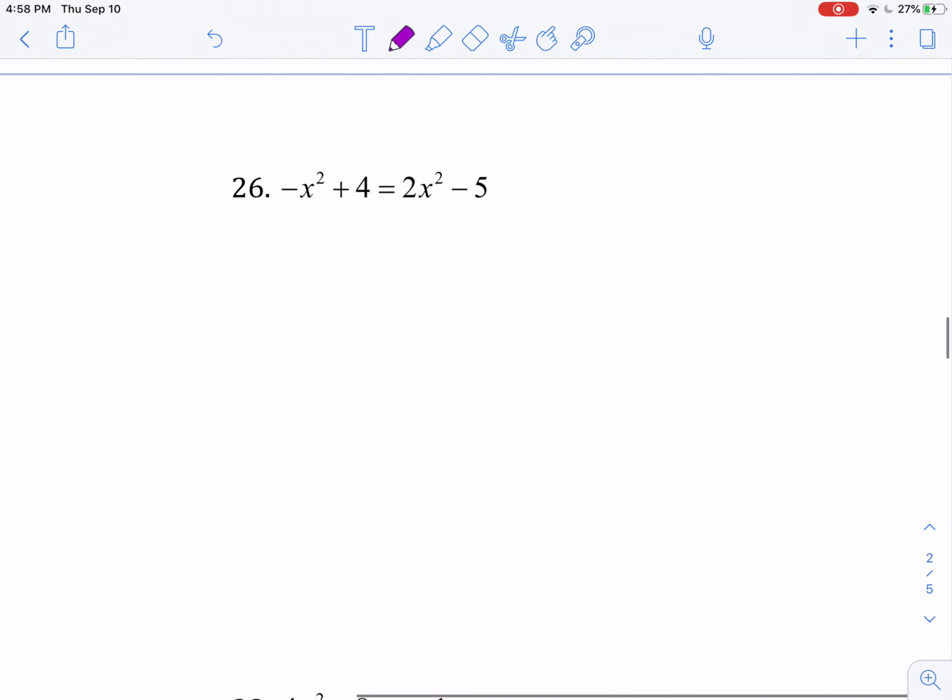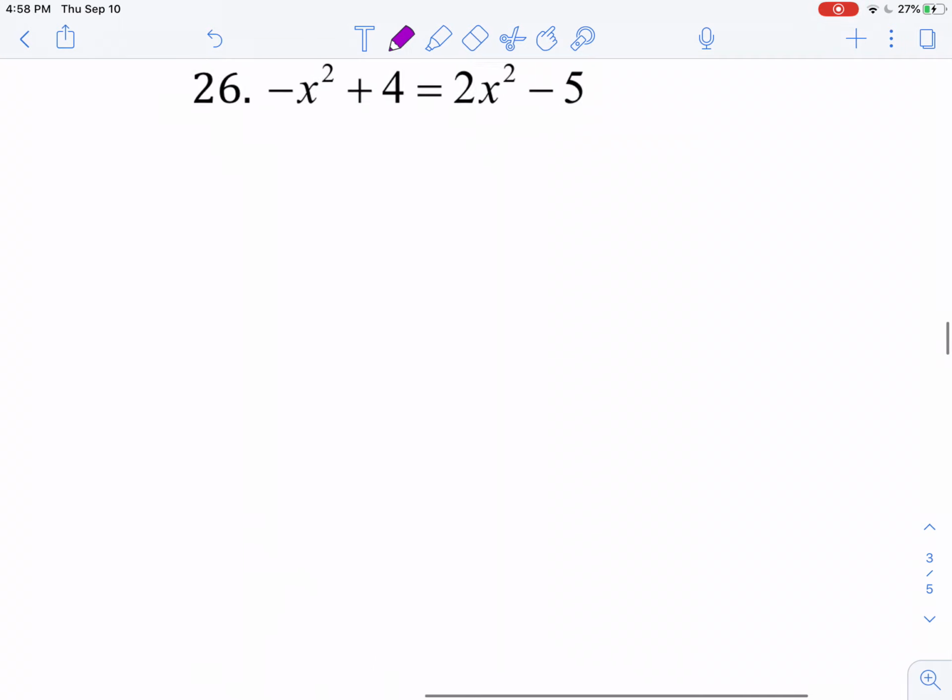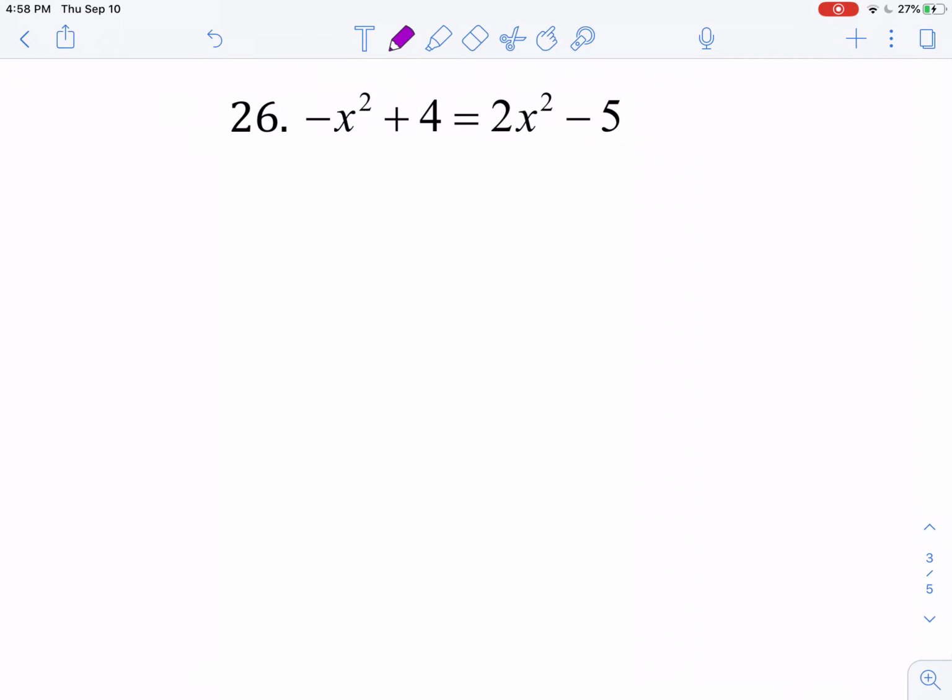All right, for 26, notice again, we have two different x squareds, but we only have x squared, right? There is no x term. So I could combine those two together and be down to just having one x and still use the square root method. So that's what I'm going to do. I'm going to get the x squareds together. So I'm going to add x squared to both sides because I don't like negatives.